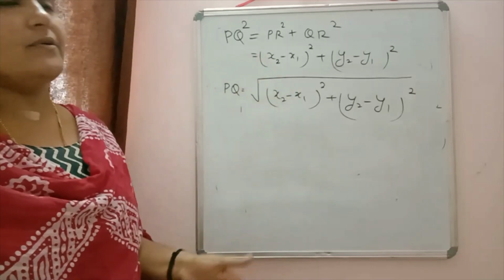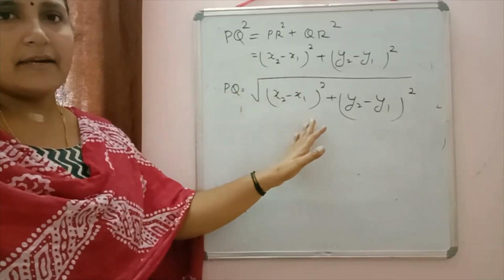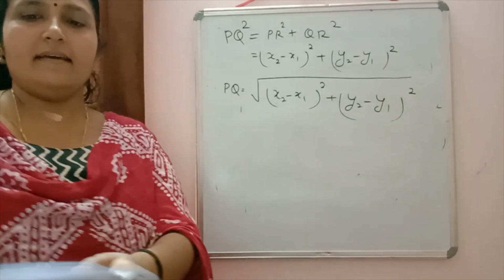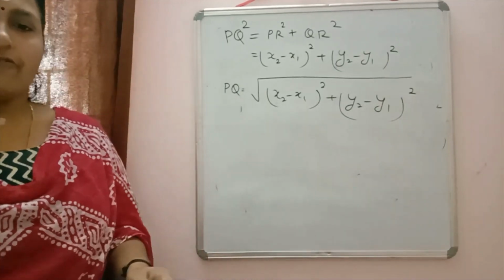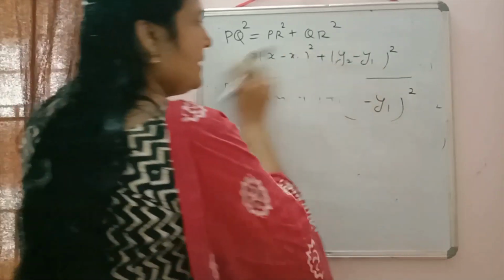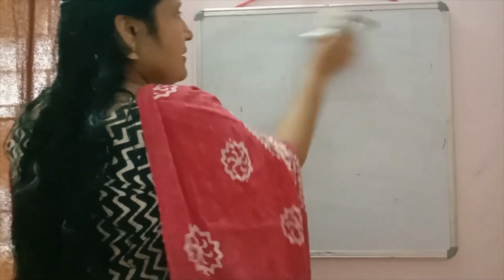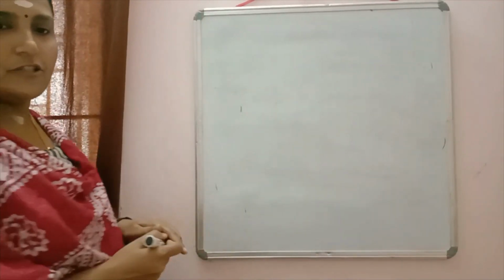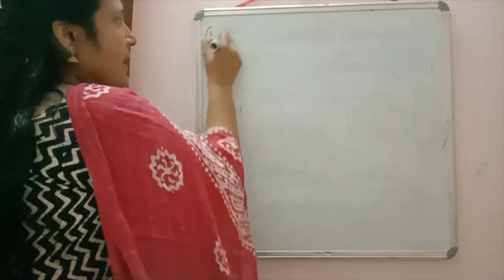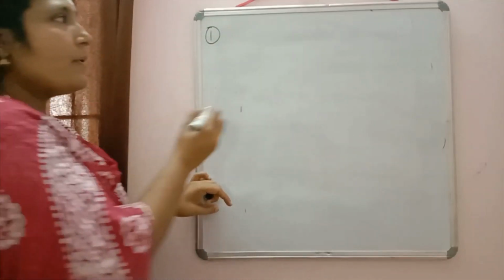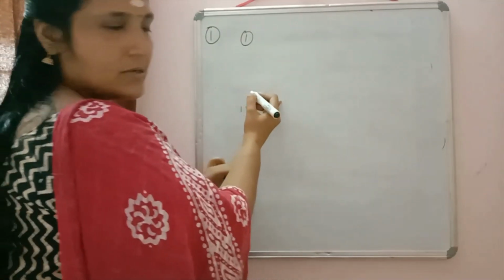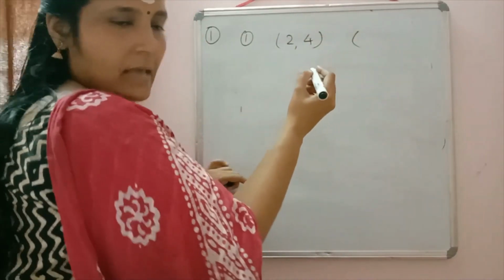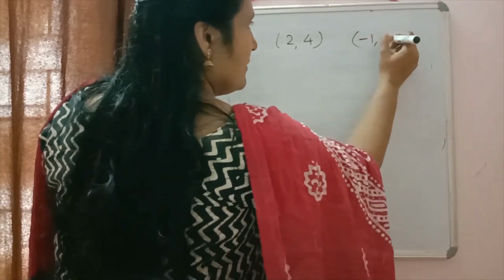Now today we are going to discuss some questions which are related to the distance formula. So shall we start? Yes. Write down the first one. Find the distance between the points. The questions are already with you, I am just writing the coordinates of each point. First question is find the distance between the points. And the first one, it was given 2, 4 and -1, 5.